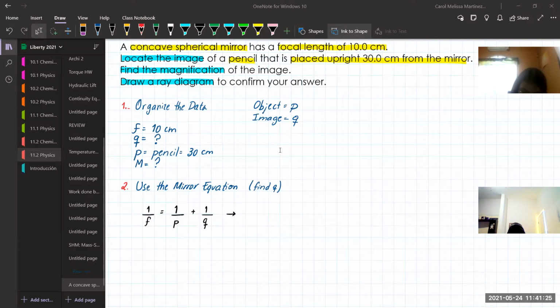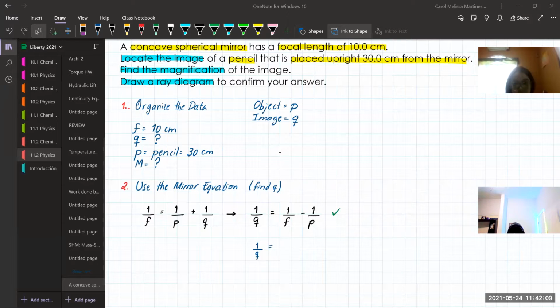So 1 over q, the image, is going to be equal to 1 over the focal length minus 1 over the object. This is the equation that we're going to be using. Now, we start working with it and we say 1 over q equals, and now take a look at this, because this exercise asks me to draw ray diagrams. To do a sketch of ray diagrams, we need to use units.